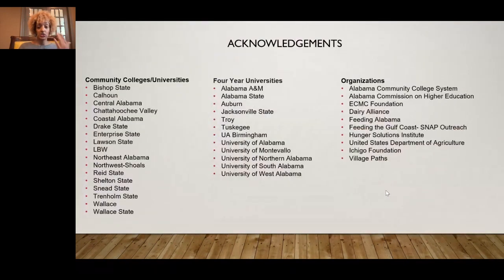So our coalition consists of 29 2 and 4 year colleges and universities, and without them, we wouldn't be able to be making a big footprint in college student food insecurity in the state of Alabama. We also have organizations that are partners within our network of ACPN, and those include where we got our funding from: ECMC Foundation, as well as the Kigo Foundation and the United States Department of Agriculture.